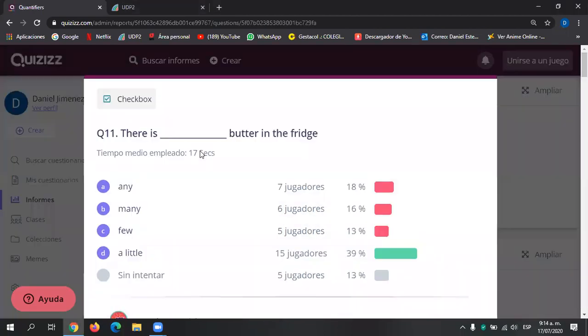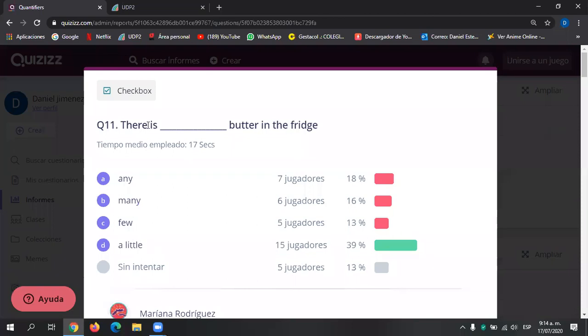Okay, the 11th one, it says, there is butter. Remember, butter is an uncountable noun, so we use a little instead of few. Si vamos a decir poca mantequilla en la nevera, pues vamos a decir a little. ¿Listo?